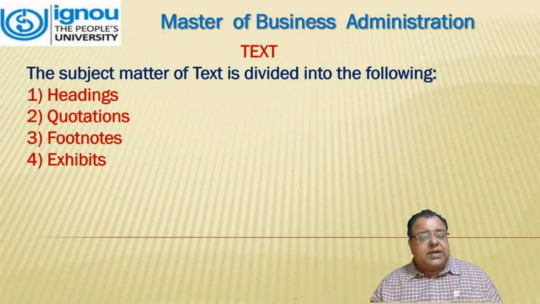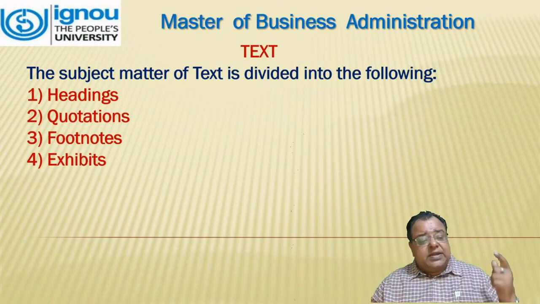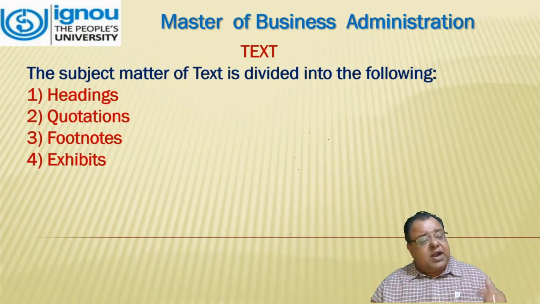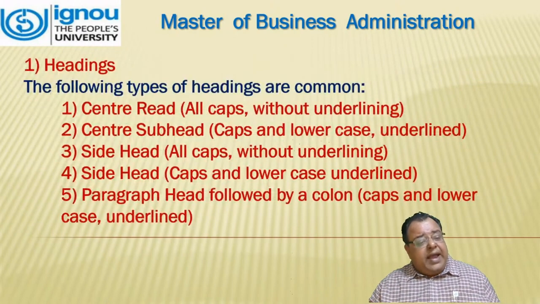Text. The subject matter of the text is divided into the following four headings. First one is headings, second one is quotations, third one is footnotes, and the fourth one is exhibits. Headings.